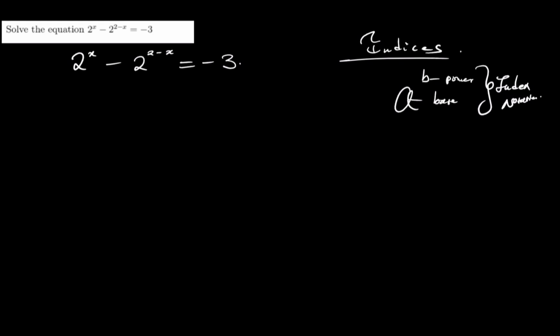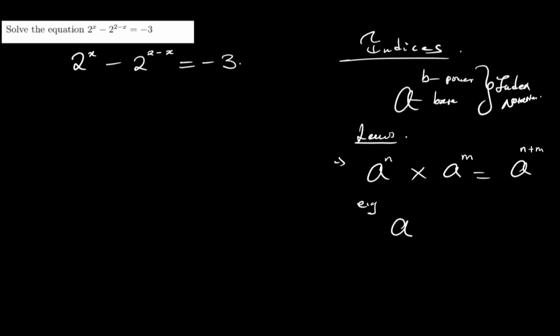Now, I want you to also remember that under indices you had some rules, or laws rather. The first one told you that if I have the same bases being multiplied by one another, say a multiplied by a, provided that the powers are different, or it could be the same, let's say I have n and m, it implies that I'll end up having a to the power n plus m.